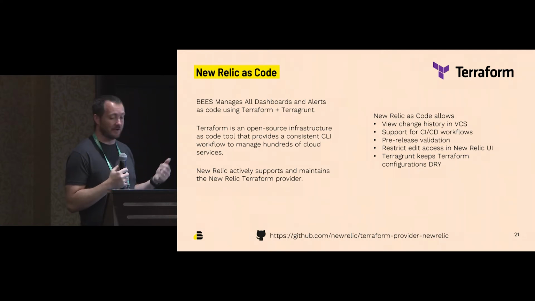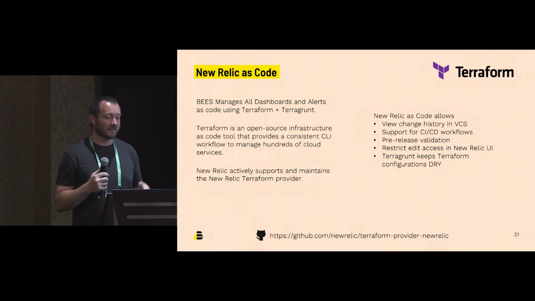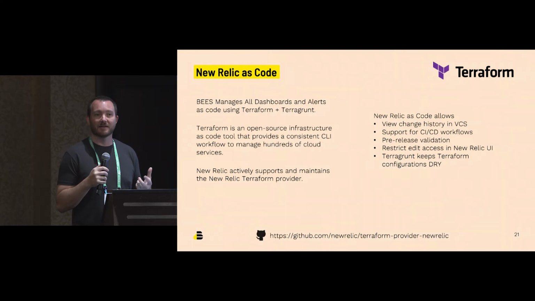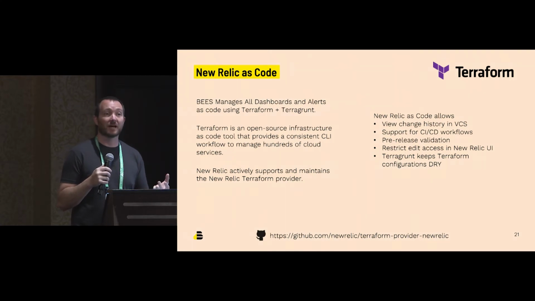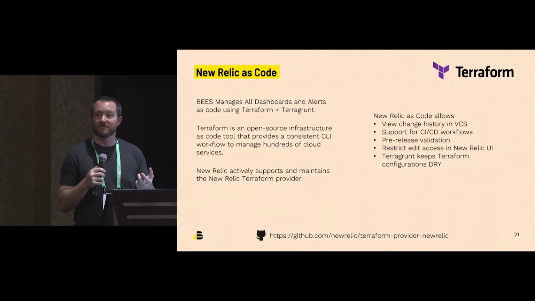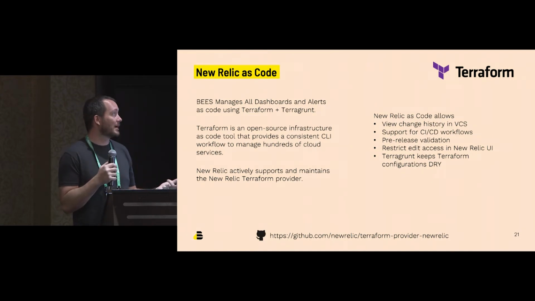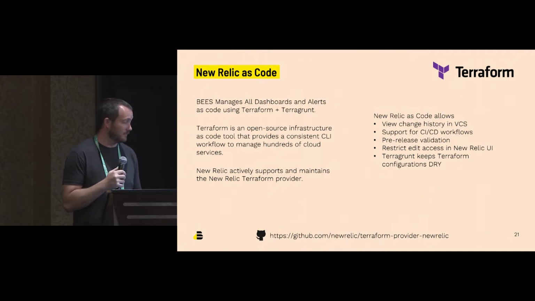New Relic as code solves that. It lets us see the history of changes, the context for those changes, lets us utilize CI/CD workflows for applying those changes so we can do pre-release validation. Terraform has you can plan. So if you make a change in Terraform, Terraform will tell you what that change is going to do before you apply it. So you can validate that the intended result is the result.